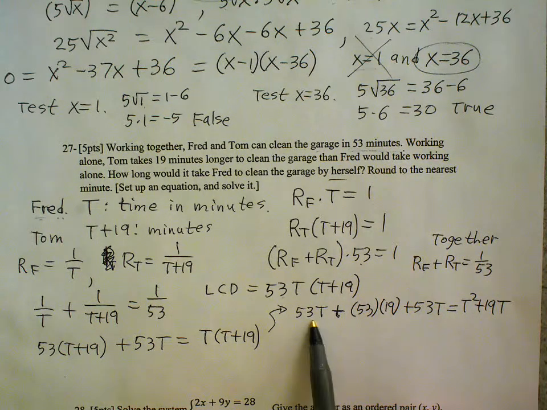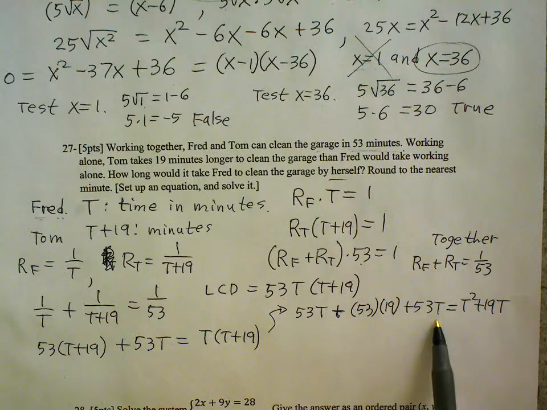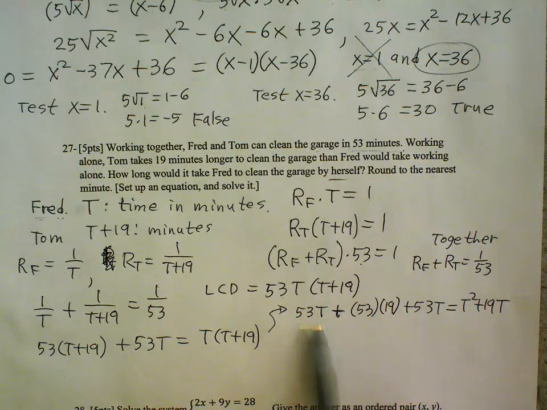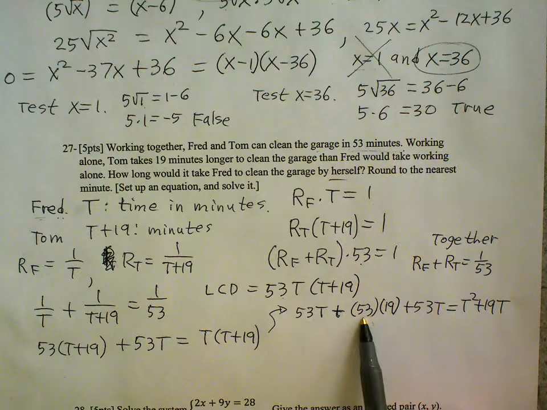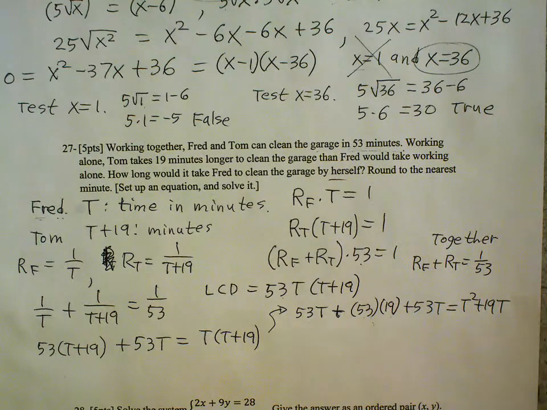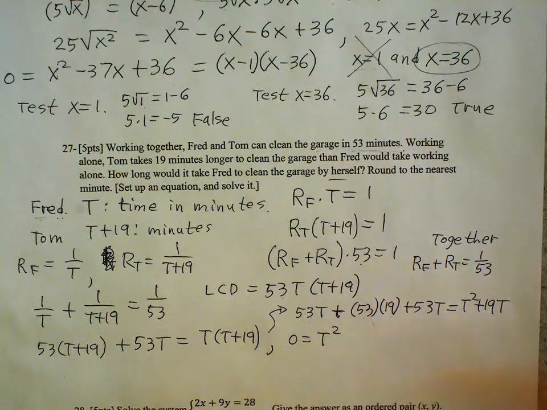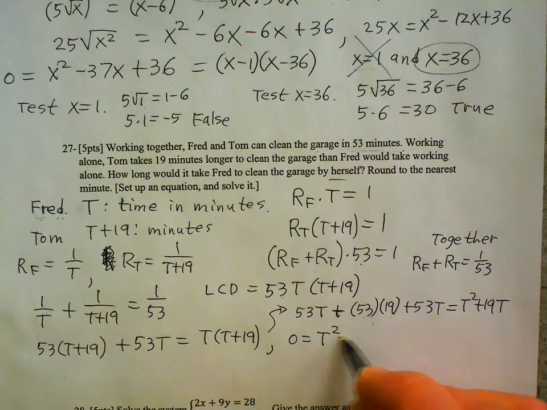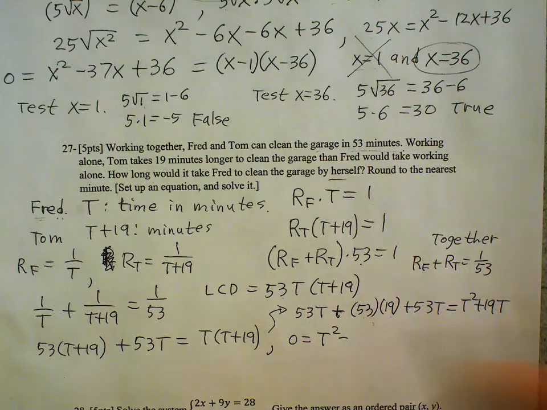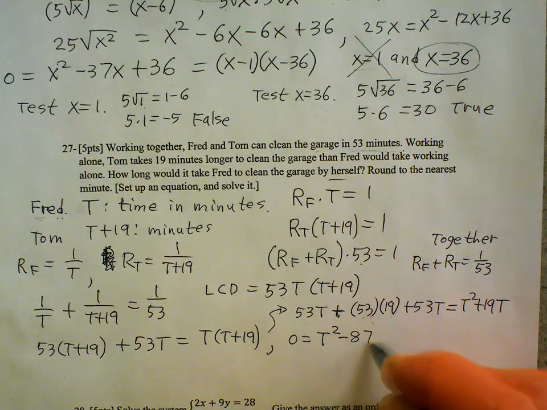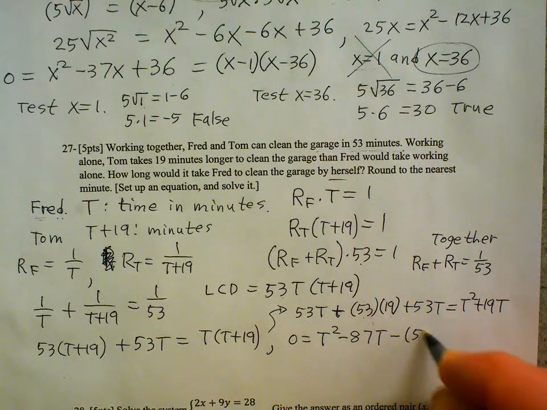And we'll subtract 106t from both sides. The left-hand side has a total of 106t. And then we'll subtract 53 times 19 from both sides. So we'll get 0 equals t squared minus 87t minus 53 times 19.